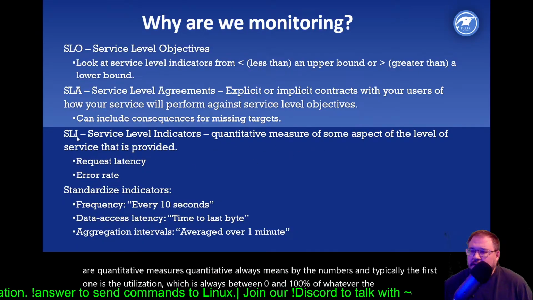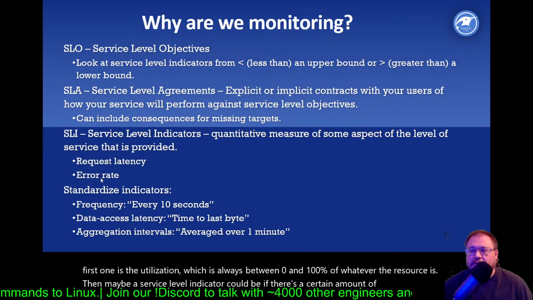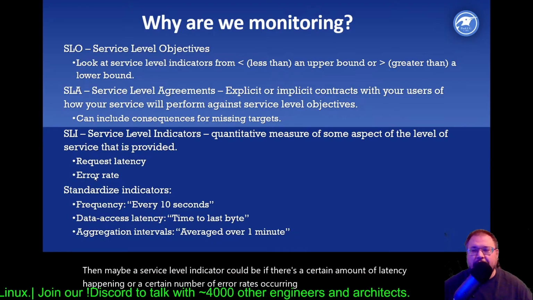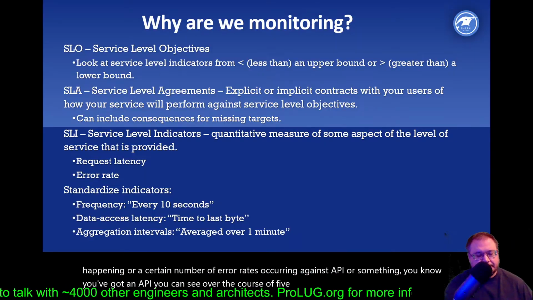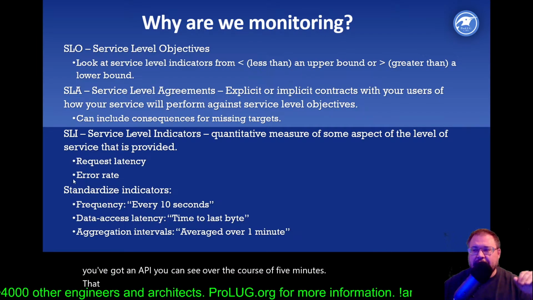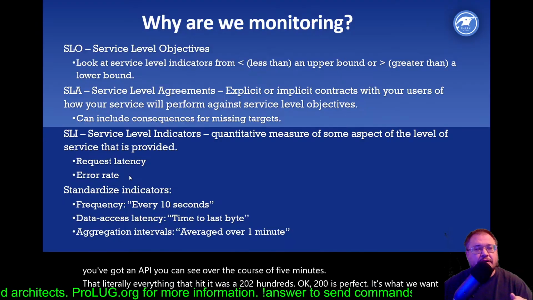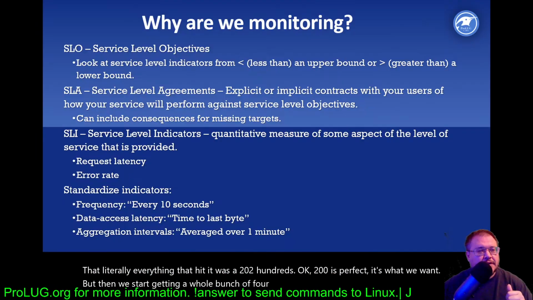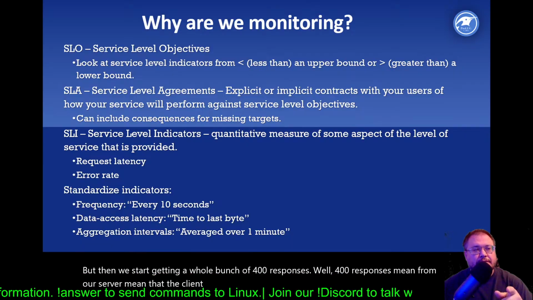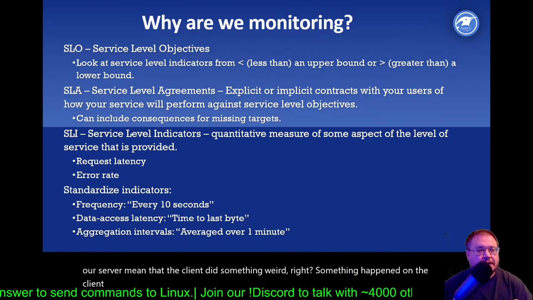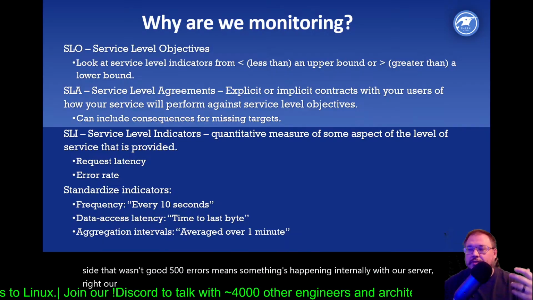And then maybe a service level indicator could be if there's a certain amount of latency happening, or a certain number of error rates occurring against an API or something. You've got an API, you can see over the course of 5 minutes that literally everything that hit it was a 200. 200's okay, 200's perfect, it's what we want. But then we start getting a whole bunch of 400 responses. Well, 400 responses from our server mean that the client did something weird, right? Something happened on the client side that wasn't good. 500 errors mean something's happening internally with our server, right? Our server can't find a resource or something like that.